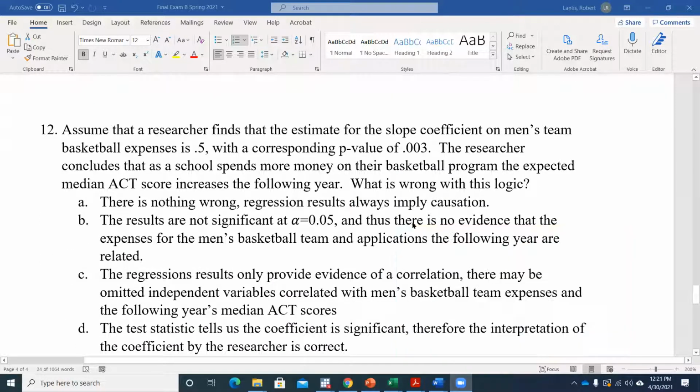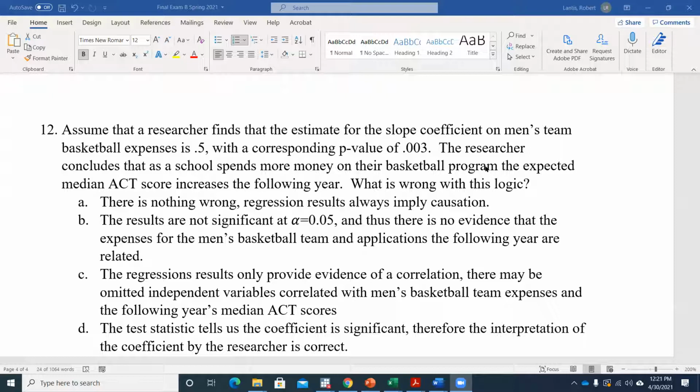And then often we'll have a question that looks something similar to this on the exam. It's already written, ready to go. Listen carefully. Assume that a researcher estimates the men's basketball team expenses coefficient, and they find it's 0.5, instead of the 0.3 that I gave you earlier. It has a corresponding p-value of 0.003. So the researcher concludes if you spend more money on your basketball program, the ACT scores will increase in the following year. So what's wrong with this logic?